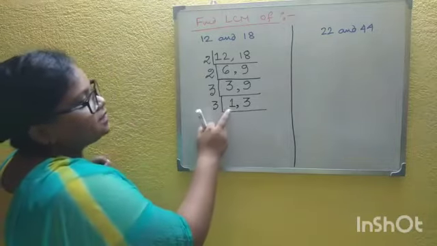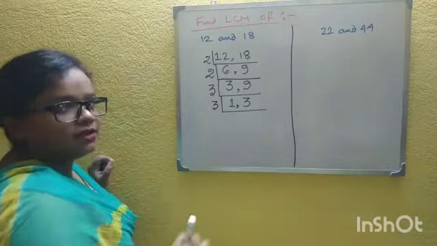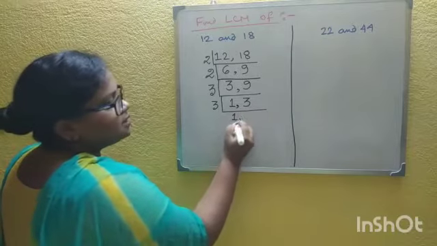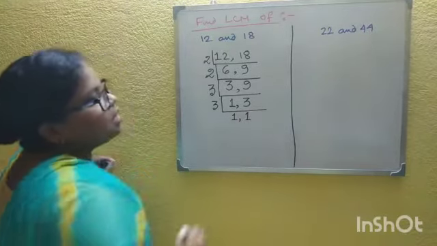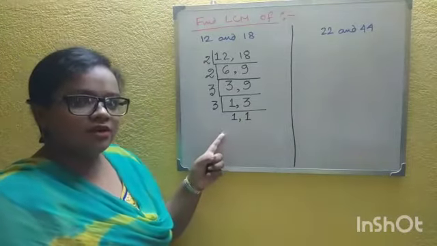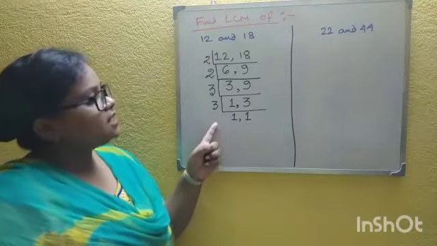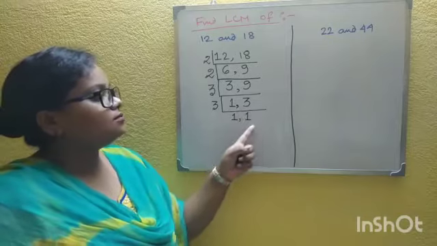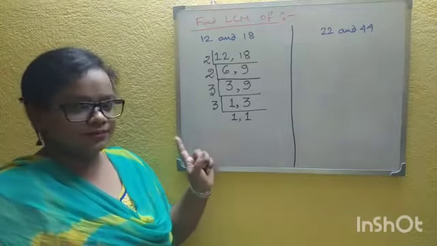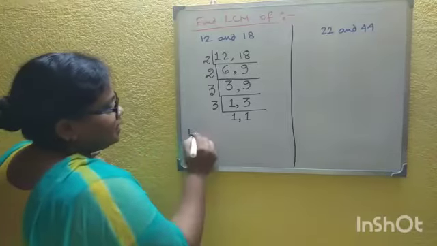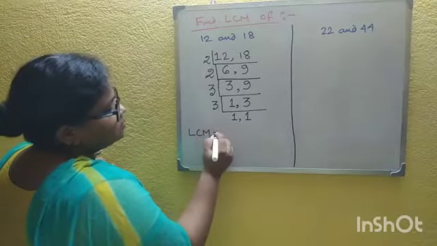Now once we get 1 as quotient, we will write 1 as it is. And we know 3 ones are 3. Now we are going to stop the division method. Why? Because as we get the 1 as quotient, we are going to stop there. Now we have to find LCM of these two numbers.